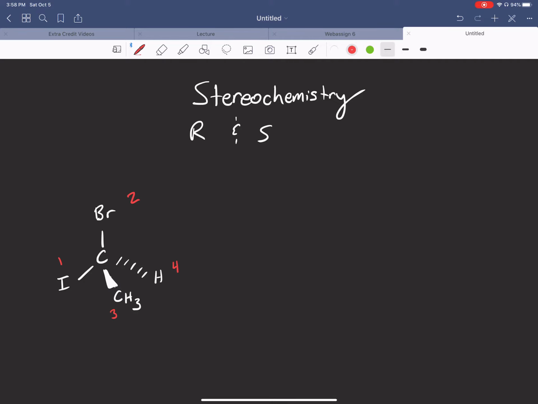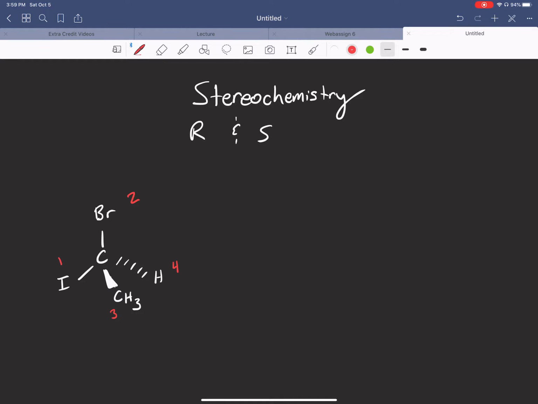Now I can introduce the three different cases I was talking about. The easiest case of determining R and S is when your lowest priority group, whatever one you assign number 4, is dashed. It does not always have to be hydrogen; you can have other substituents. The medium case is when it's wedged, and the hardest case is when it's planar, the solid bond. So this is the easiest case.